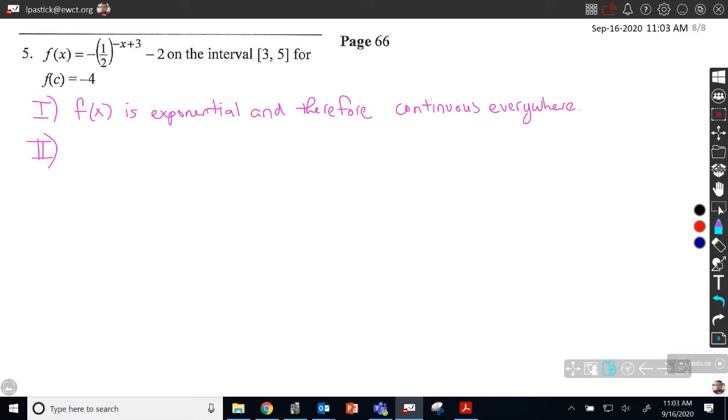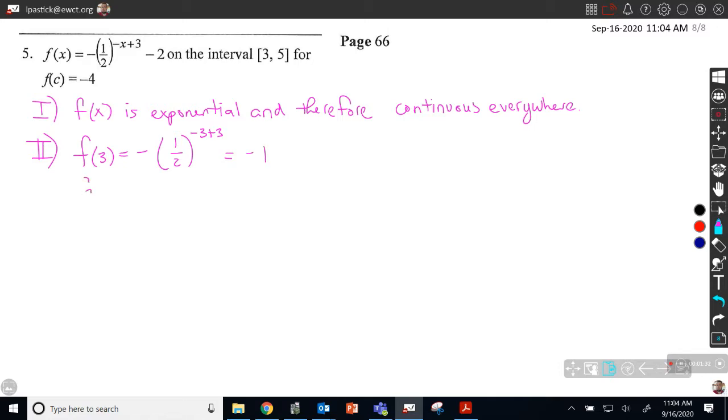Step two, let's check out the endpoints. So f of 3 is going to equal negative 1/2 to the negative 3 plus 3. So negative 3 plus 3 is 0, anything to the 0 is 1, so we've got negative 1.